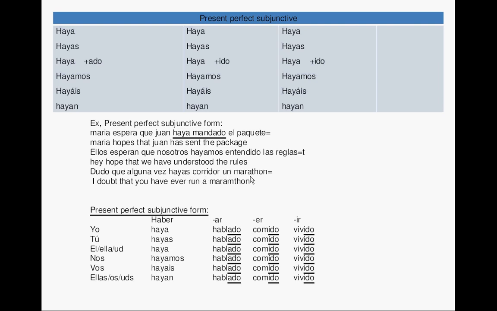So, in the present perfect subjunctive, have is haya, from haber: haya, hayas, haya, hayamos, hayáis, hayan. With hablar: haya hablado, hayas hablado, haya hablado, hayamos hablado, hayáis hablado, hayan hablado. Ending with ER, comer: haya comido, hayas comido, haya comido, hayamos comido, hayáis comido, hayan comido. Ending with IR, vivir: haya vivido, hayas vivido, haya vivido, hayamos vivido, hayáis vivido, hayan vivido.